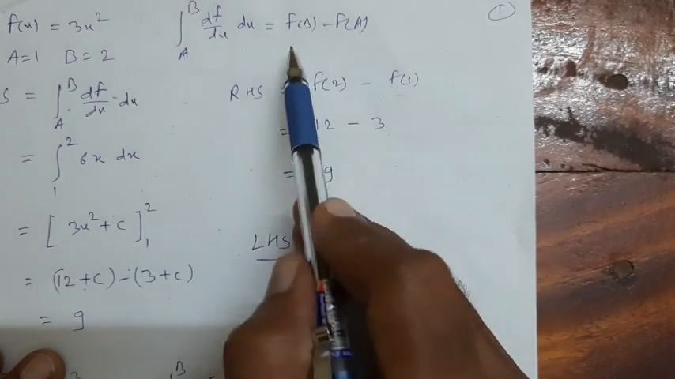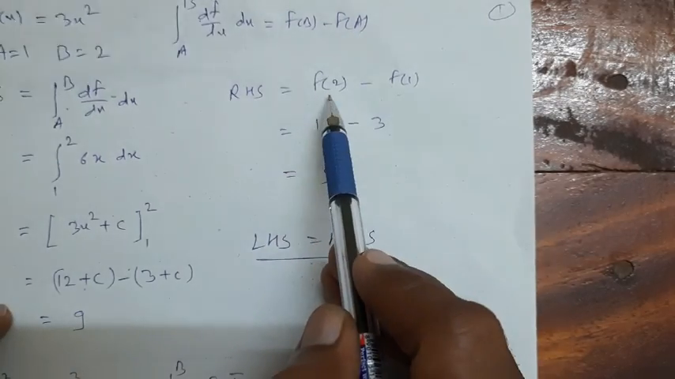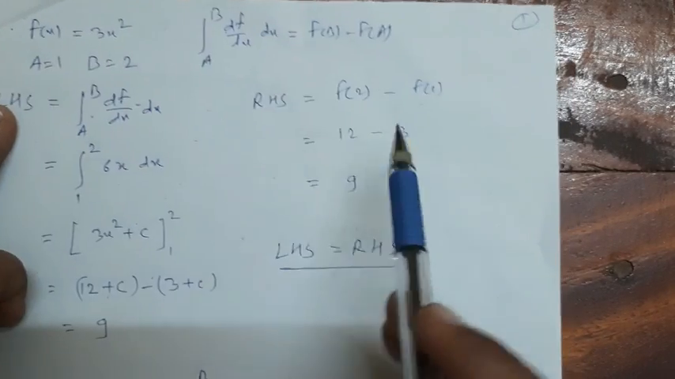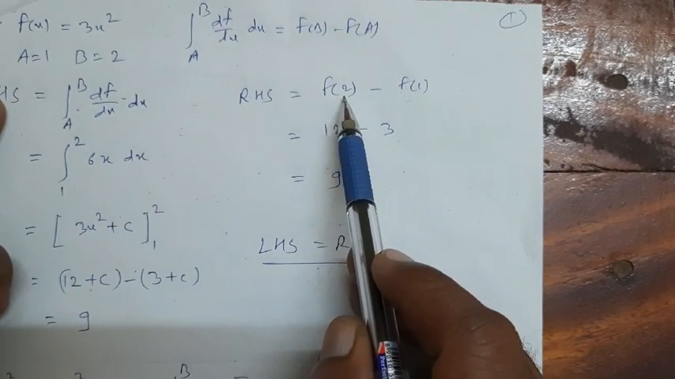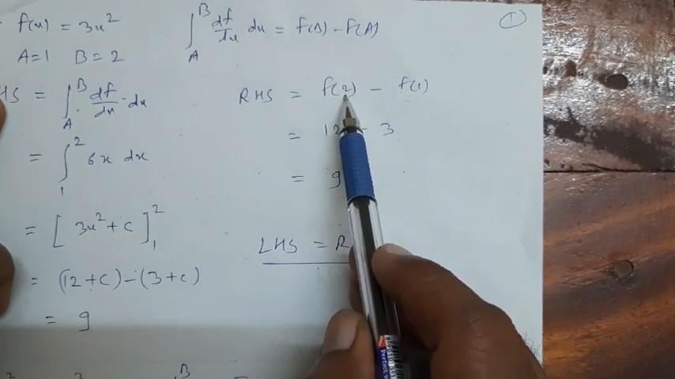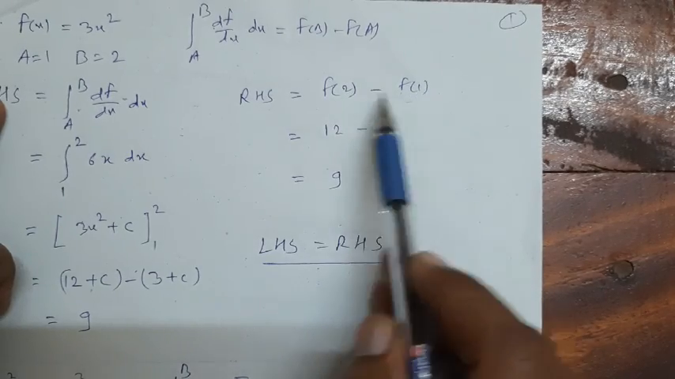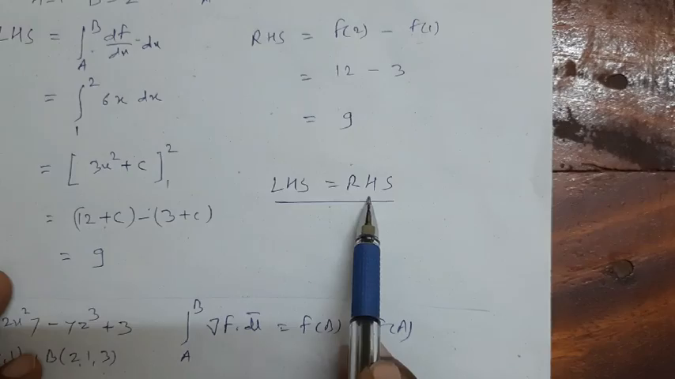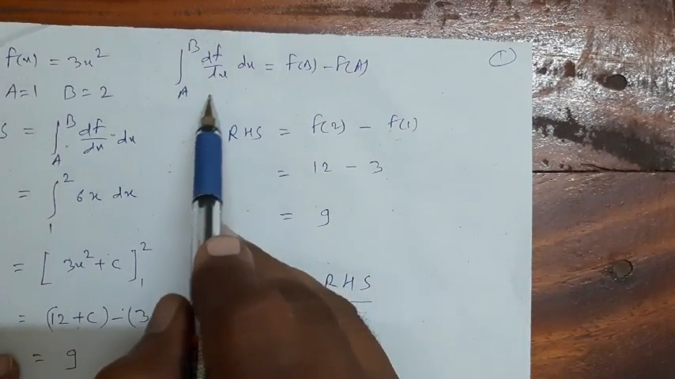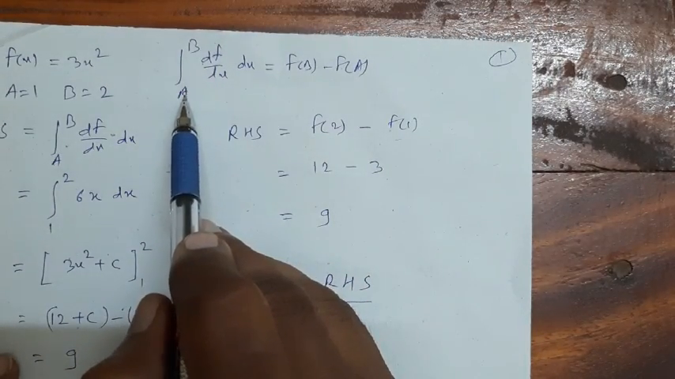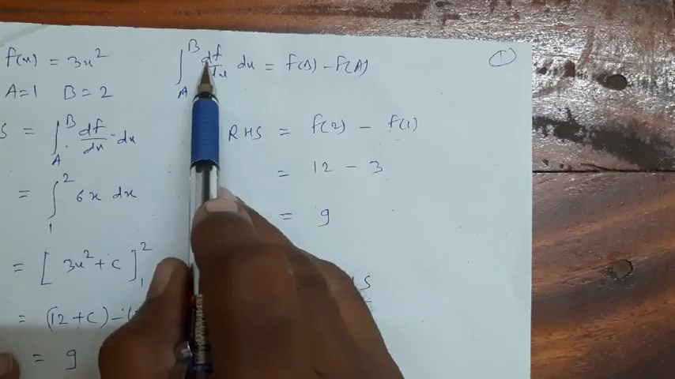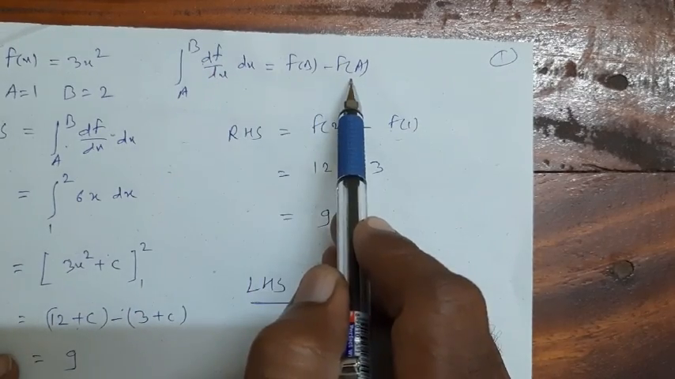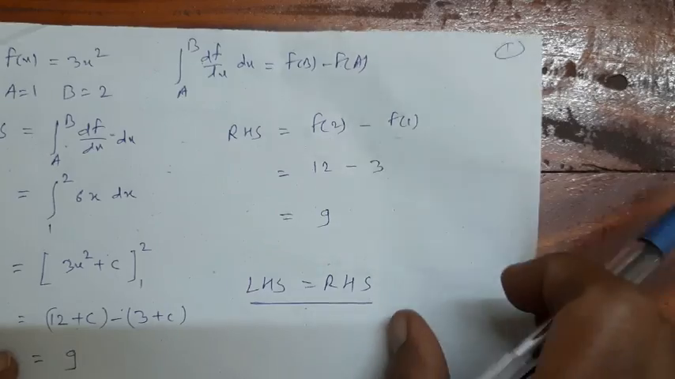Right hand side is f of b minus f of a, where b is 2 and a is 1, and therefore I will have to substitute. Wherever there is x, I will substitute 2. Wherever there is x, I will substitute 1, and then subtract them, and the value is 9. Therefore LHS is equal to RHS, and hence we can say that the integration from a to b of df by dx is equal to f of b minus f of a. It is very simple.